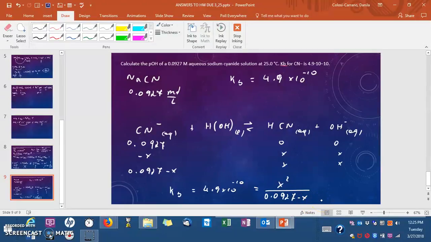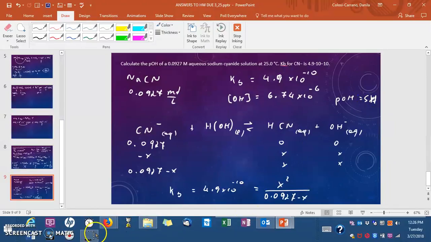So this means you have 0.0927 times 4.9 times 10 to the negative 10, square root of this one. This gives you an OH concentration equal to 6.74 times 10 to the negative 6, which gives you a pOH of, you just take the log of this number, 5.17.